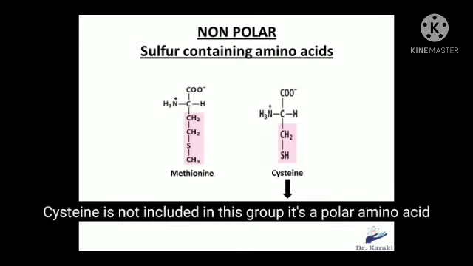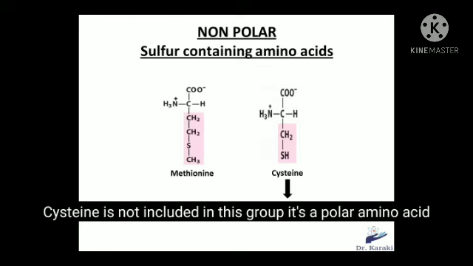Next classification is based on the sulfur-containing amino acids. As you know, the amino acids that carry the sulfur group in their side chain are only two. First one is cysteine, second one is methionine. Cysteine is actually a polar amino acid.